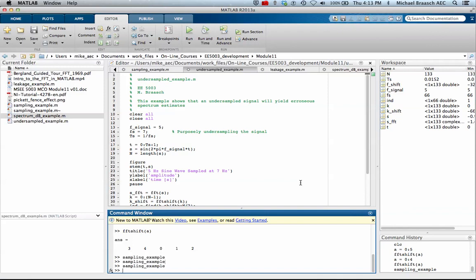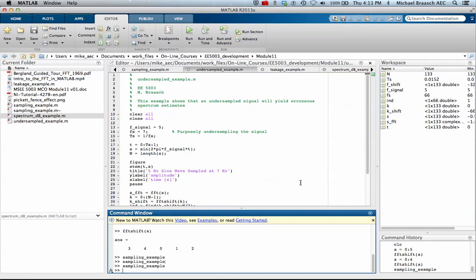If we are sampling at less than twice the highest frequency in the signal, then we are doing something called undersampling, and it results in something called aliasing. Essentially what happens is when you undersample, the information content shows up at the wrong frequencies.